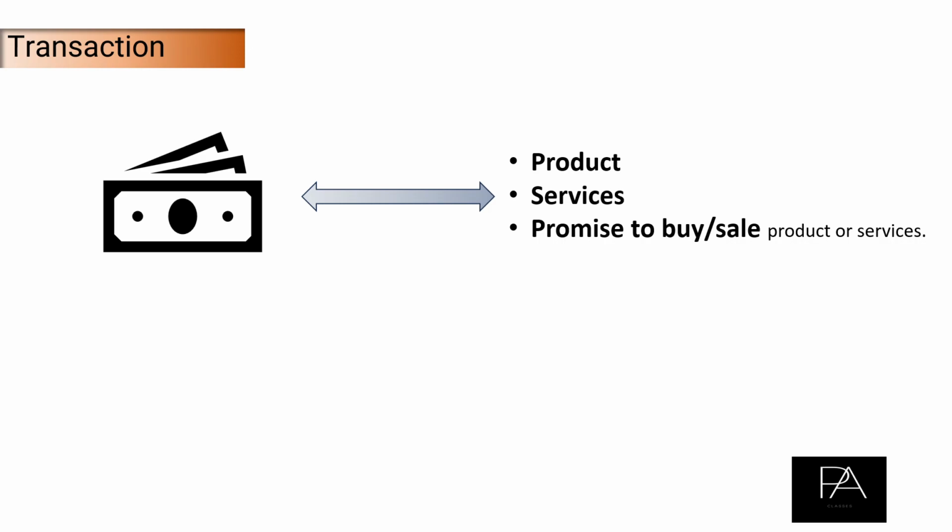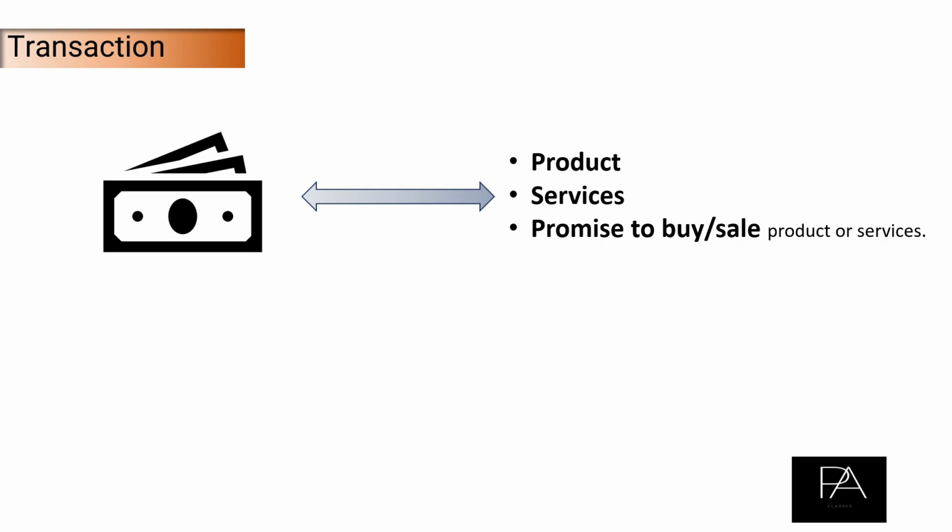For example, if I say transaction with regards to product, it means we are buying a product or we are selling a product. When we are selling, we are receiving money. When we are buying a product, we are paying money. So in both the cases, these are transactions. Services: consider I am providing teaching services. I am receiving money. So that's a transaction.